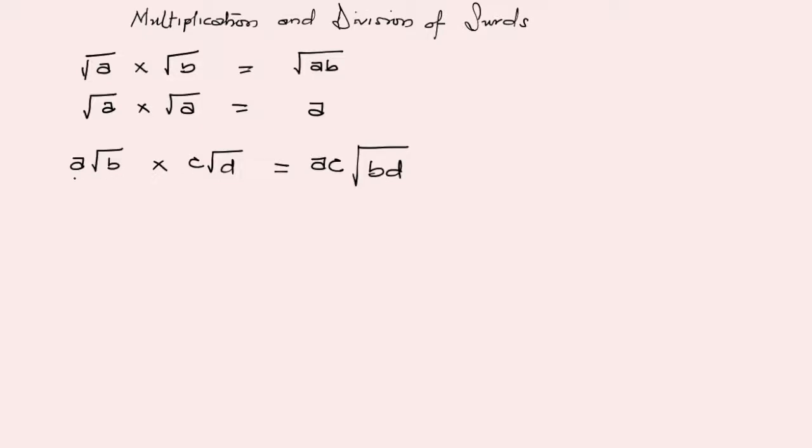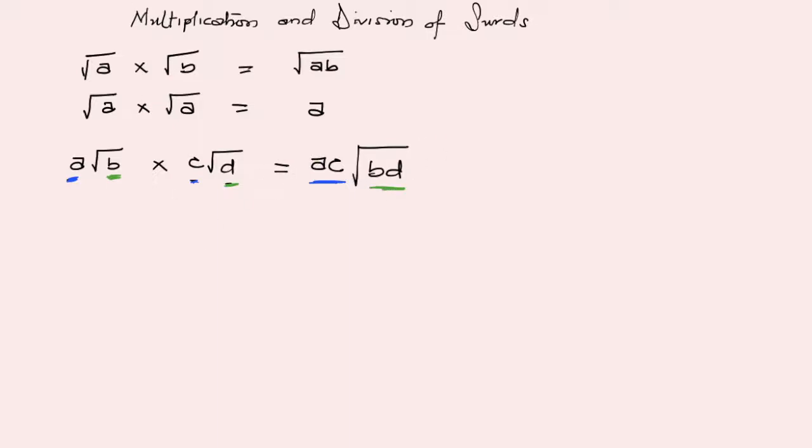So in this case, a root b multiplied by c root d is equal to a multiplied by c, which is what we have here, square root of b multiplied by d. So these and this forms this, and a combination of these and this forms this.